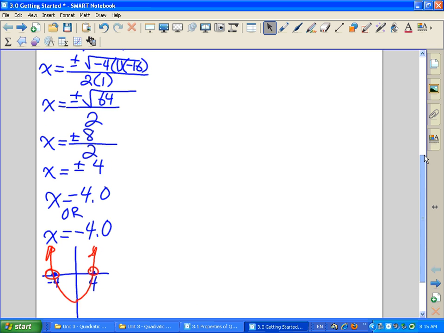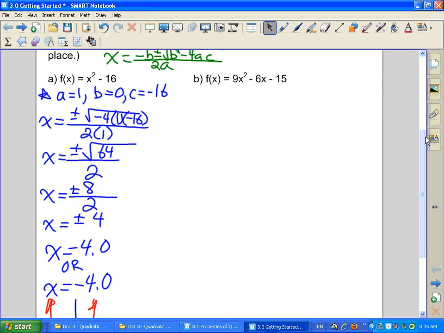All right. Taking a look at the second example, ladies and gentlemen, B. Before I approach this question, just think back to last unit when we factored. We always want to make the question easier if we can. So looking at this example, guys, we're going to notice that we can factor out a 3. Okay, so this equals 3 times 3x squared minus 2x minus 5.